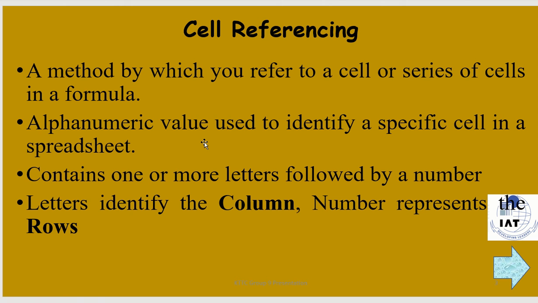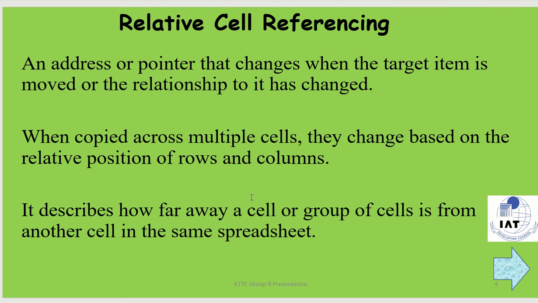Now, with respect to cell referencing, it is simply a method by which you refer a cell to a series of cells in a formula. It is an alphanumeric value used to identify a specific cell in a spreadsheet, and it contains one or more letters followed by a number. Letters identify the column, and number represents the rows. There are two types, that is relative cell referencing and absolute cell referencing. They both behave differently when copied to other cells.